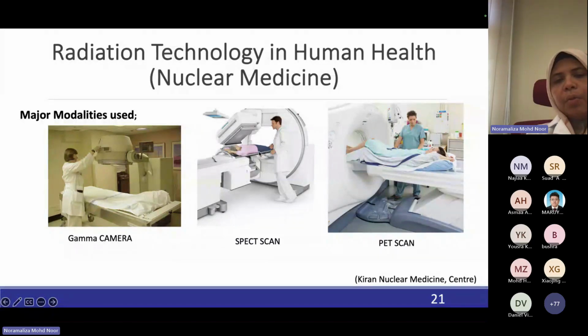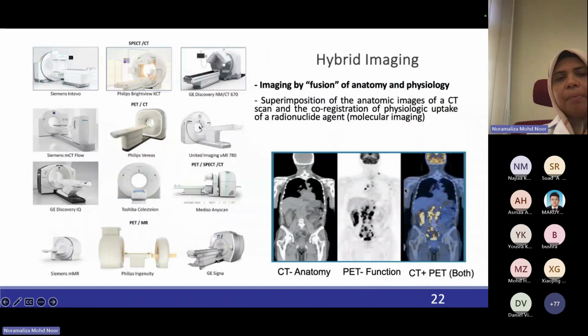In my hospital, we do have the SPECT-CT. However, for the other center, also in UPM, we also have the PET-CT scan. So as I mentioned before, nowadays in nuclear medicine, we do have hybrid imaging. We combine PET-CT, SPECT-CT, and also PET-MRI.